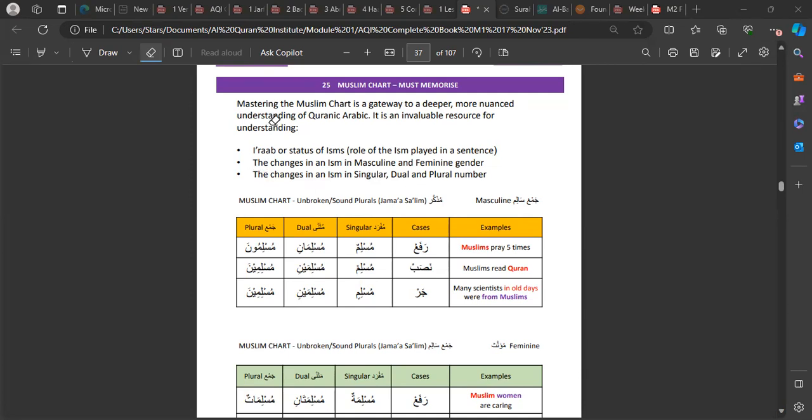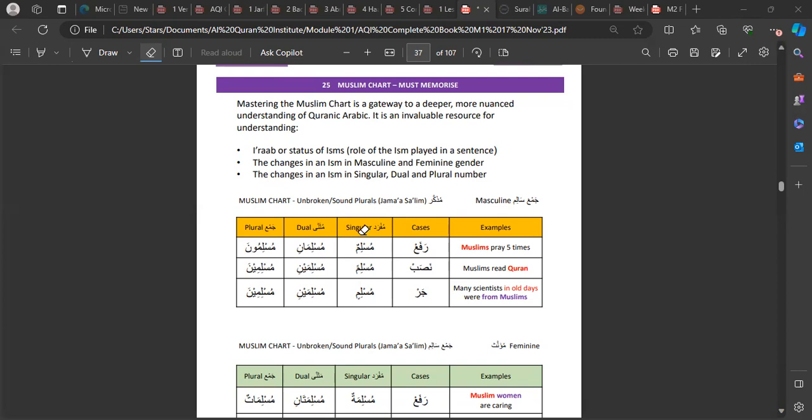Okay, let's see the chat. To familiarize ourselves with the status. MashaAllah. This is the main thing. One of the main things of the Muslim chart is to familiarize ourselves with the status, specifically for the dual and the plural case. So for the singular, you have the harakat at the end. You have the dhamma, kasra, fatha. It tells you very quickly, easily, what status the word is. The Muslim chart tells us how to work out the status for the dual version and the plural version.